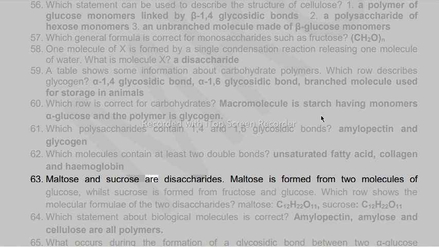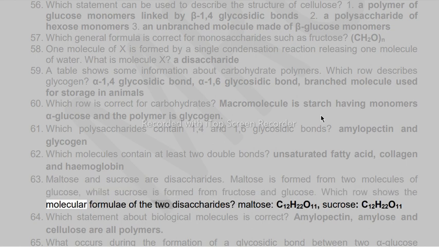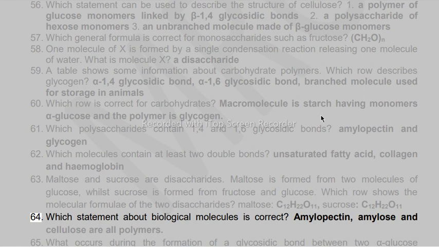63. Maltose and sucrose are disaccharides. Maltose is formed from 2 molecules of glucose, whilst sucrose is formed from fructose and glucose. Which row shows the molecular formulae of the 2 disaccharides? Maltose, C12H22O11; sucrose, C12H22O11.